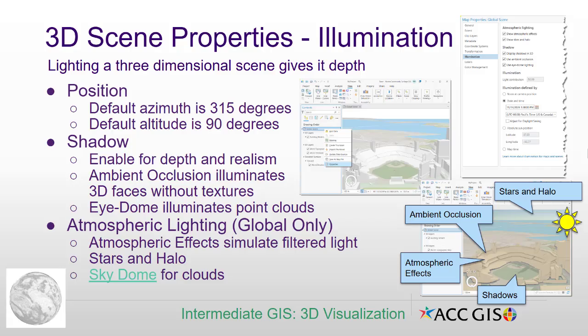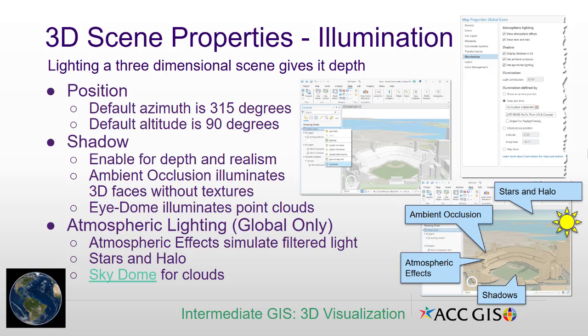So if you look in the upper right-hand corner of this slide, you can see the map properties in the illumination group, all of those properties that you can enable and set, including position, shadow, and atmospheric lighting for global scenes only. And you can see the dramatic impact illumination can play in a scene. In the top scene, I'm only positioning the sun at an azimuth of 315 degrees and an altitude of 90 degrees. And there's not a lot of depth to that scene.